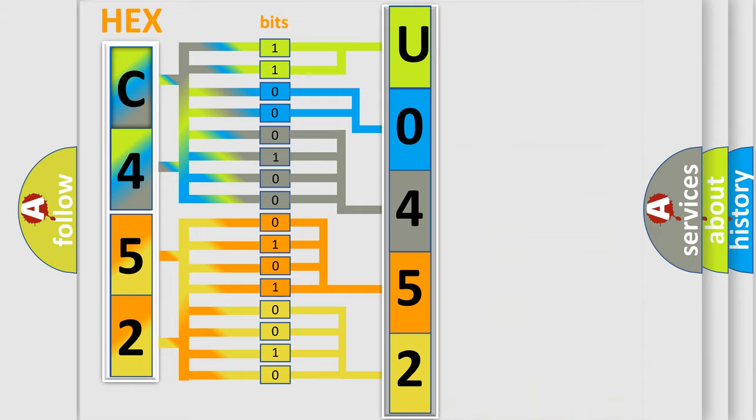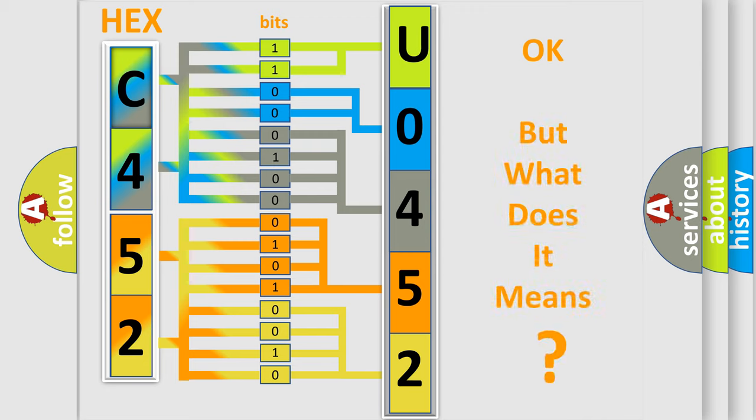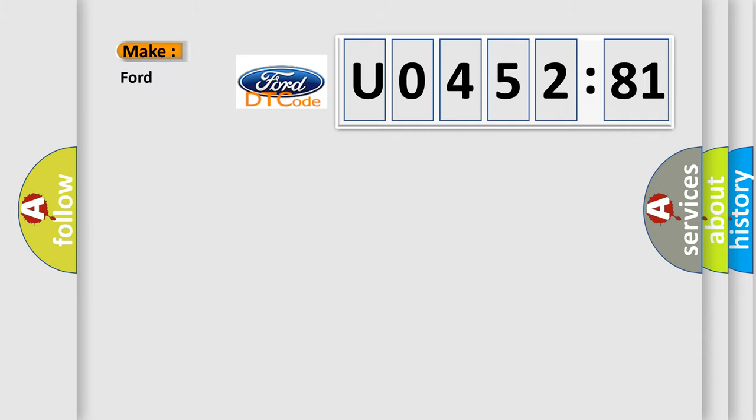We now know in what way the diagnostic tool translates the received information into a more comprehensible format. The number itself does not make sense to us if we cannot assign information to what it actually expresses. So, what does the diagnostic trouble code U0452-81 interpret specifically for Infiniti car manufacturers? The basic definition is HECU fault. And now this is a short description of this DTC code.